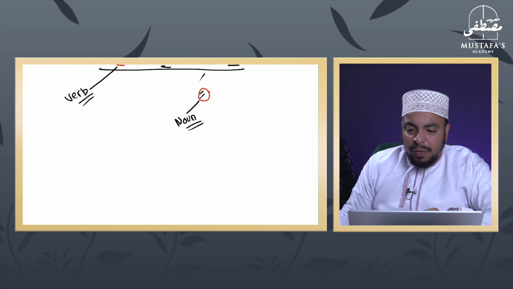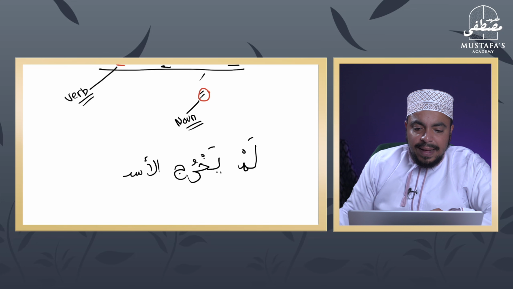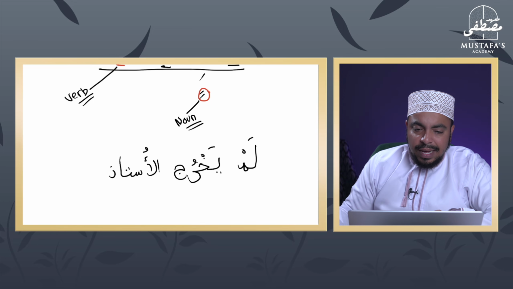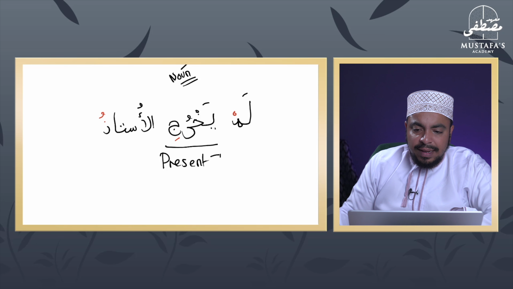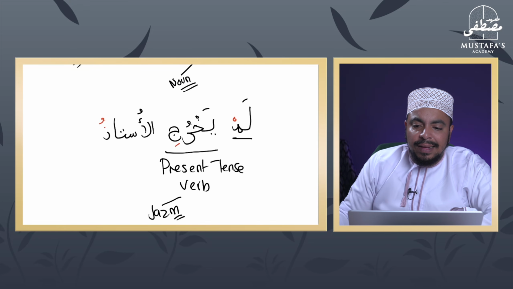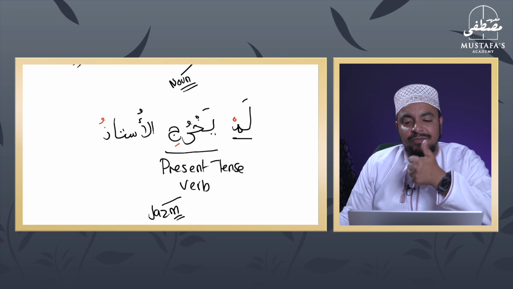Only, for example, if I give you an example such as لم يخرج الأستاذ. Now you notice when I am doing these, let me just wipe the ending of each one of these and then write them in red. Look, لم يخرج الأستاذ. You might be wondering, but Ustad, you said the verb. So this يخرج is a present tense verb in a state of jazm, because of the jazim. This lam causes the present tense verb to be in a state of jazm.